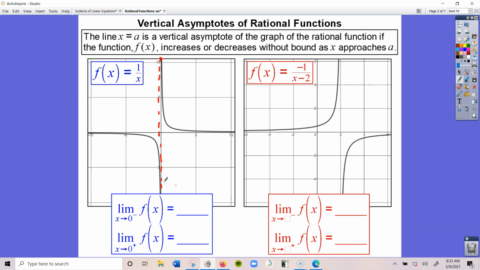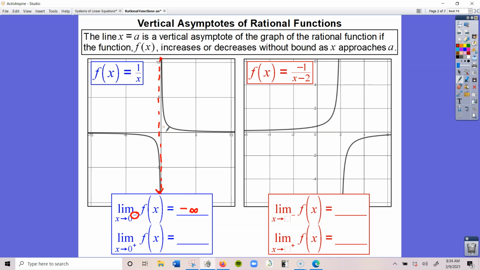Now, to prove that we have a vertical asymptote, you'll see these limits here. This limit says the limit as x is approaching 0. So we're looking at the graph from 0, and then here you see this little negative sign. This means from the left. And from the left, we see that the graph as x is approaching 0 from the left is going down forever. So that means that the y values are going down, meaning the limit is negative infinity.